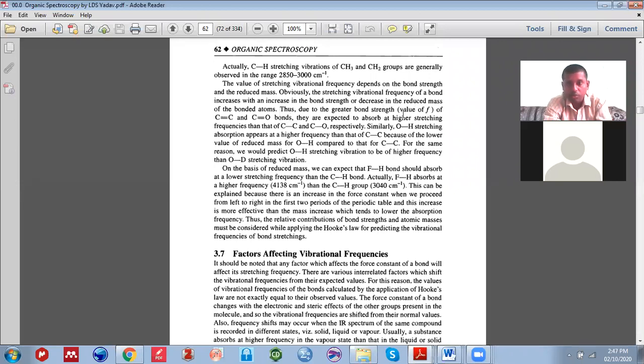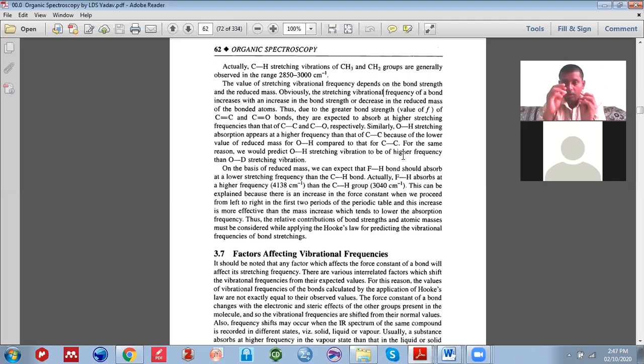Thus, due to the greater bond strength, the greater value of K or F of C double bond C and C=O bonds, they are expected to absorb at higher stretching frequency compared to C-C and C-O. Similarly, OH stretching frequency also appears at a higher frequency than that of CC because of the lower reduced mass of OH compared to CC. For the same reason, we would predict the OH stretching vibration at a higher frequency than OD.